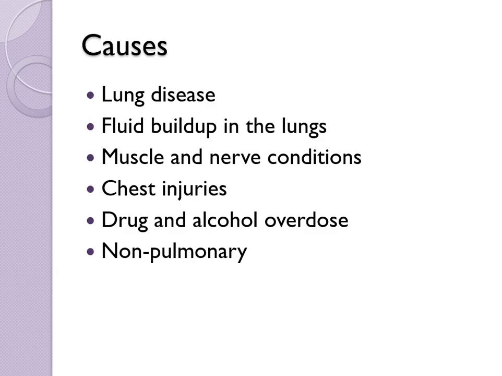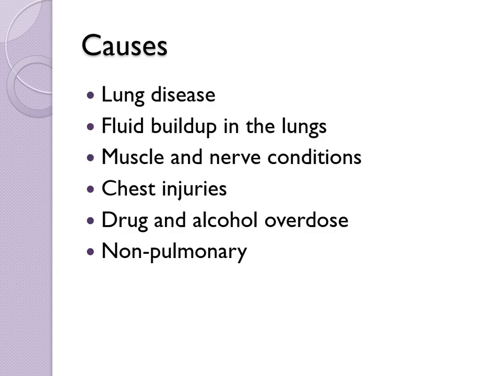The first one is something like lung disease. So something like pneumonia, atelectasis, COPD, asthma. This could even be somebody with cystic fibrosis, because we will talk about that as well. Fluid buildup in the lungs. Well, that sounds like heart failure. Pulmonary edema, pulmonary embolism, near drowning, those sorts of things. Muscle and nerve conditions. So these are people with neuromuscular disorders. So think of Guillain-Barré, myasthenia gravis, ALS, those neuromuscular diseases that lead to respiratory failure.